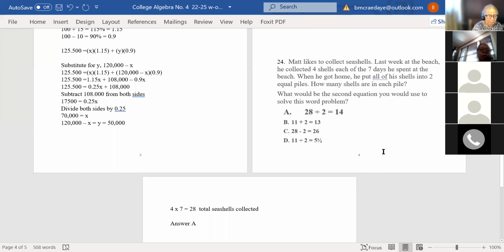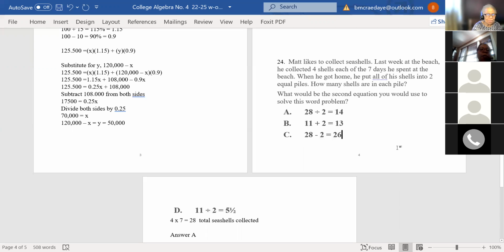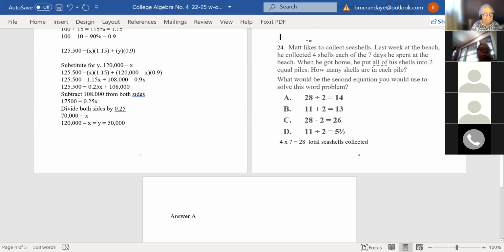There we go. Can you see it better? Yeah. 28 divided by 2. Sometimes when you make them a little bigger, it helps. So we have a division, a plus, a minus, and a division. Divide by 2 is really like taking half of it, right? Yeah. So if you collected 28, half of 28 is 14, and 28 divided by 2 is 14. So answer A.